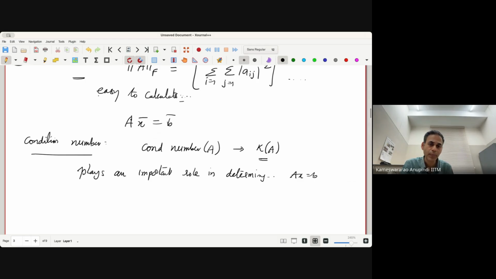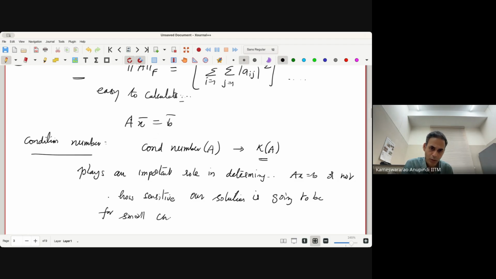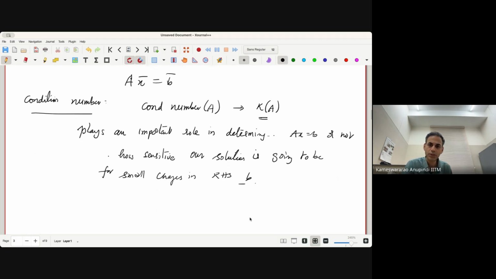and also how sensitive our solution is going to be for small changes in the right hand side vector b. Apparently these 2 questions that we have raised are related to something known as the condition number, and that is what we're going to look at.